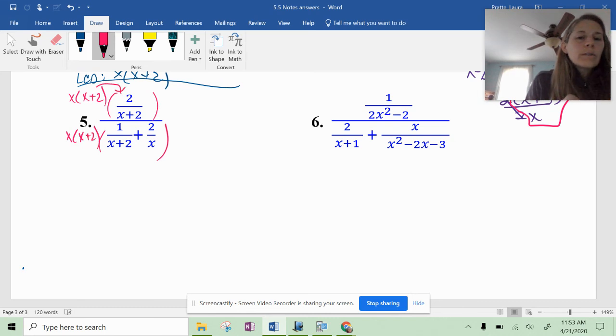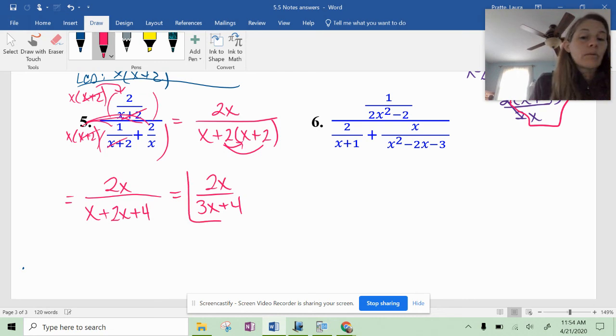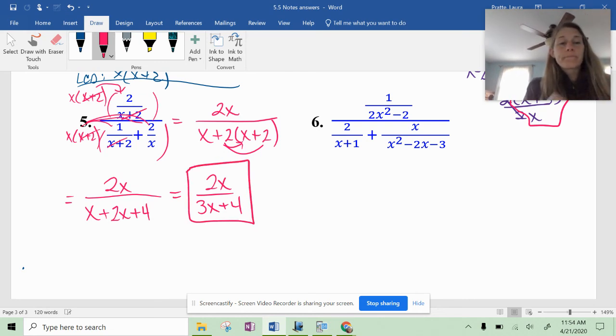So when we do it to the first fraction here, the x plus 2's cancel. We're left with 2x. When you do it on the bottom, the first fraction, the x plus 2's cancel, so you're left with the x. On the second one, the x's cancel, so you would have 2 times x plus 2. So now on the bottom, you just want to distribute this, so it becomes 2x plus 4. And then I'm going to combine those like terms, so I get 3x plus 4 on the bottom, and that would be my answer for number 5.